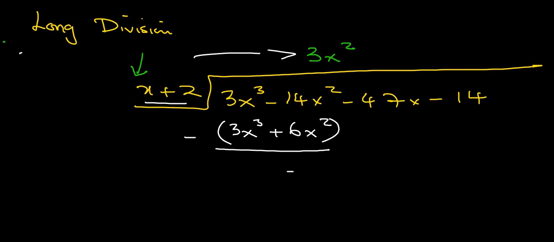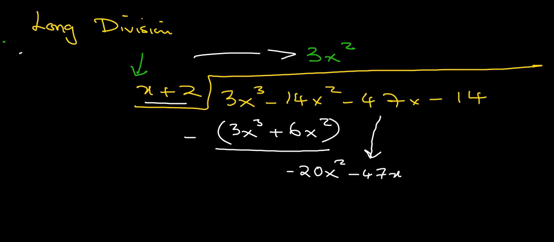Is this okay when I say you're going to get 20x squared? How did we reach 20x squared? Negative 14x squared minus your 6x squared. That's how we're getting it. So this part here goes away. It gives us a 0. Then we bring this guy down. This is going to be negative 47.